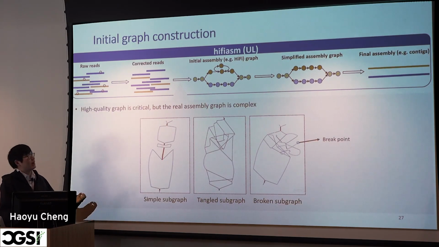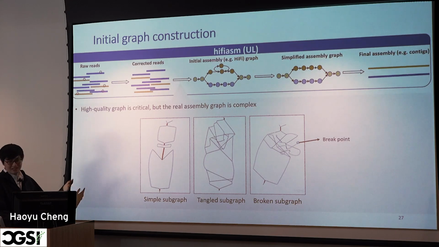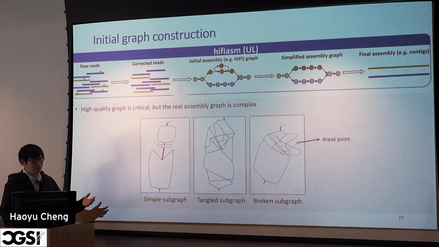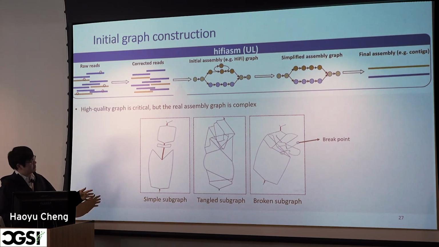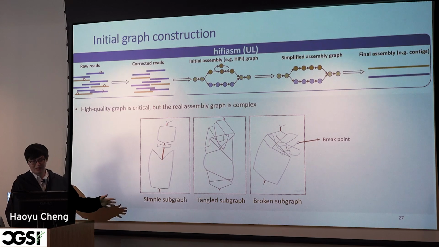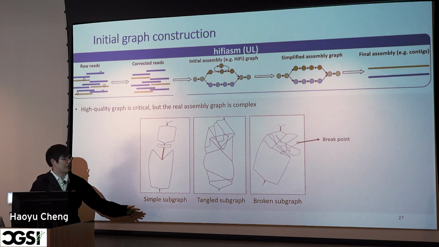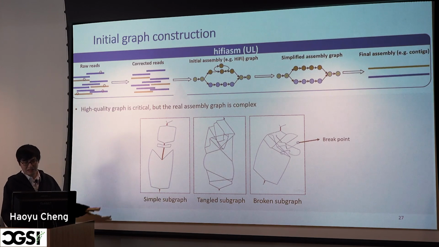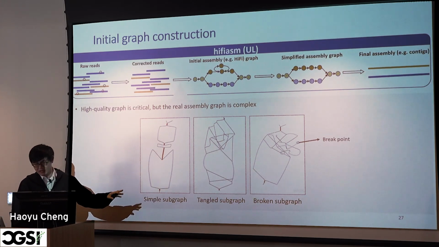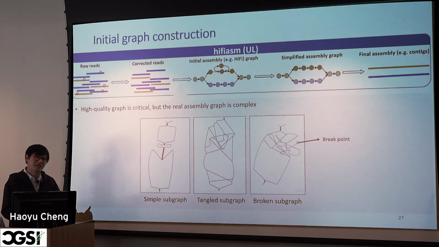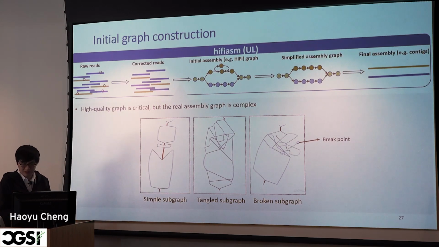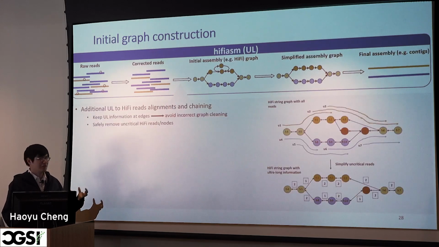For the initial graph construction, it is very important, since most of the downstream analysis steps are built on top of it. If we look at three real examples, the first and second do not have any issue with the assembly graph, but the one on the right is a broken subgraph. As long as the initial graph has already been broken, the following steps cannot recover or reconstruct it. So it demonstrates that the initial graph is very important.